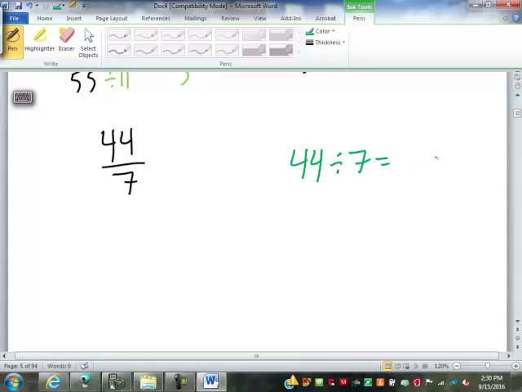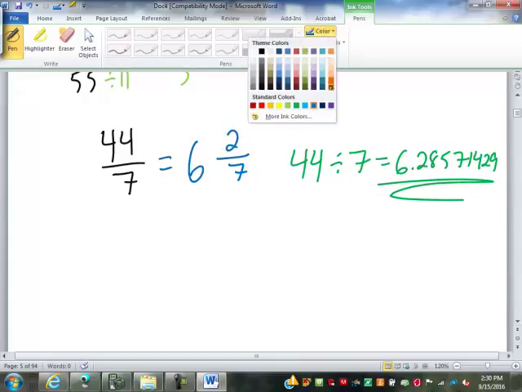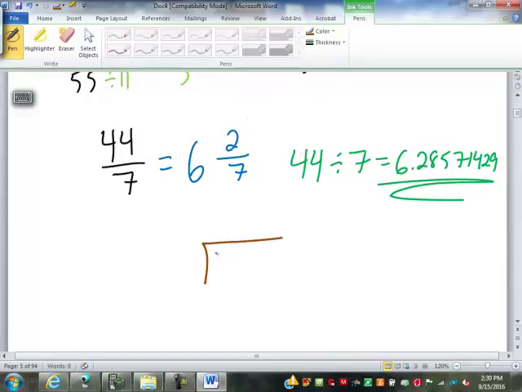If you punch that in your calculator, it's going to give you something like 6.285711429 approximately. What's that tell you? You have 6 whole ones and whatever left over. Okay, it goes in there 6 times. We have 6 whole objects with some pieces left over, but we don't know how many pieces. 2, perfect. Yeah, 6 times 7 is 42. There's 2 left. What we're basically doing here is a division and a remainder.